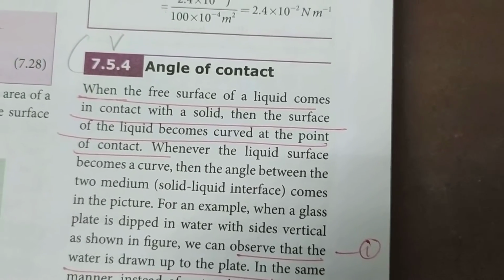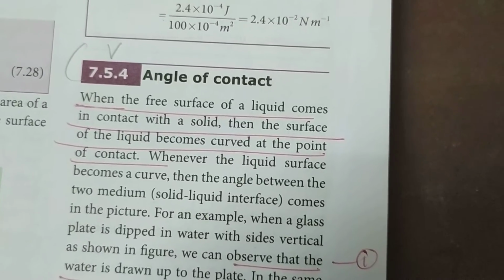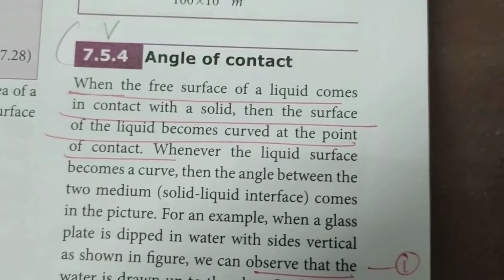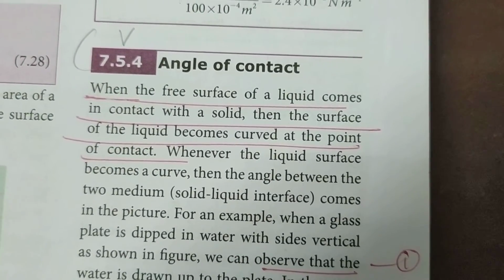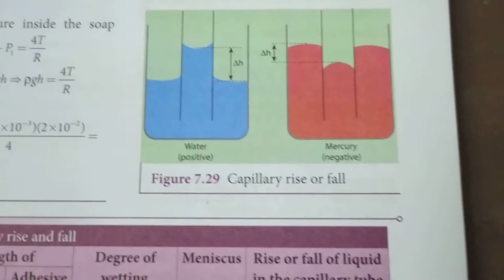Hi girls, today we are going to see about angle of contact in the 7th chapter, that is properties of matter. So when the free surface of the liquid comes in contact with the solid, the surface of the liquid becomes curved at the point of contact. And when you see the diagram, you can understand this.